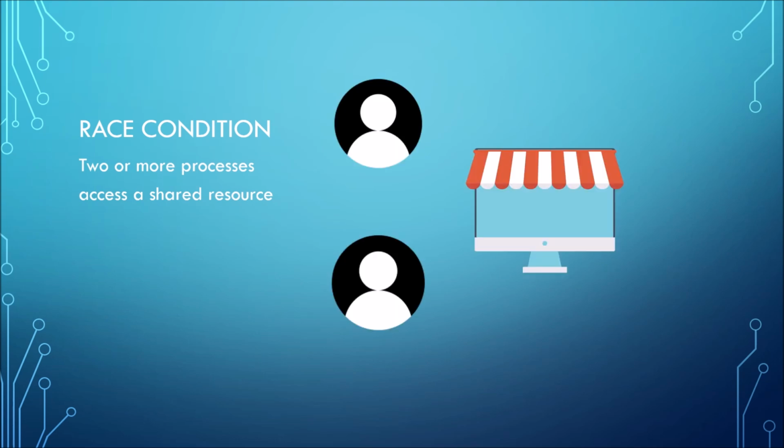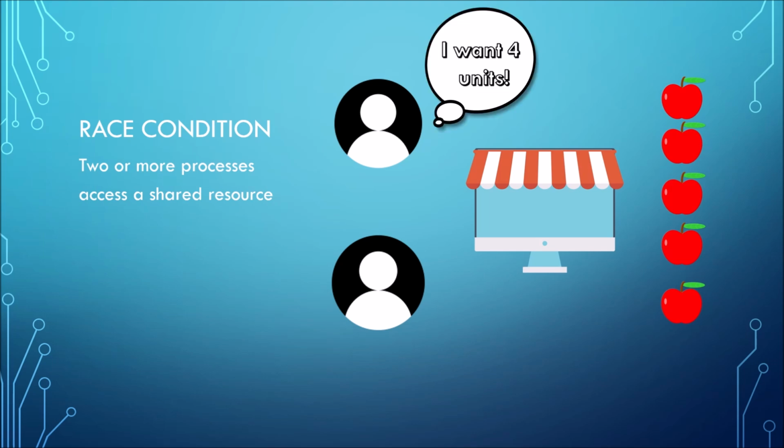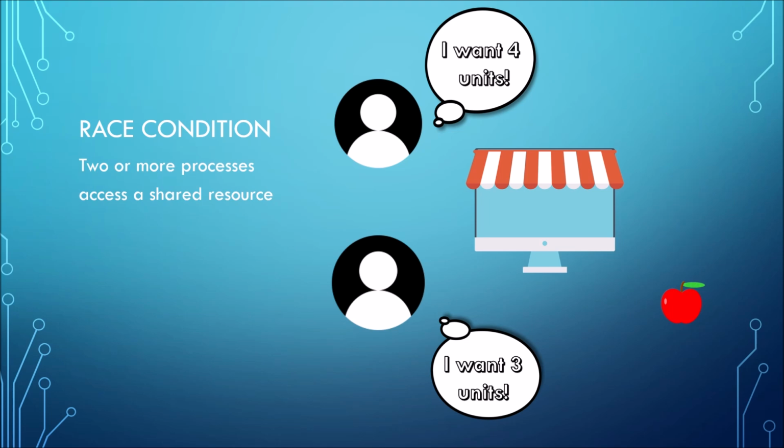Imagine that two buyers are searching for the same product on a store's website. There are only 5 units of the desired item in stock. One buyer wants to buy 4 units, and the other wants to buy 3 units. Both make the purchase at the same time, but the system first serves the one who wants 4 units, and then processes the request of the one who wants 3 units.